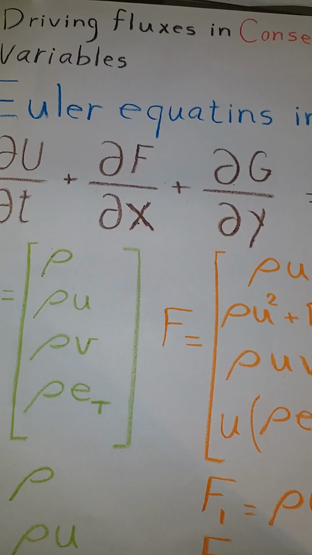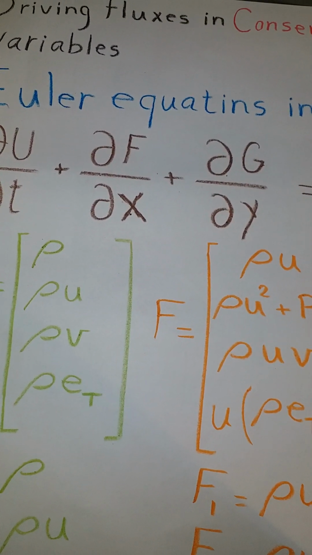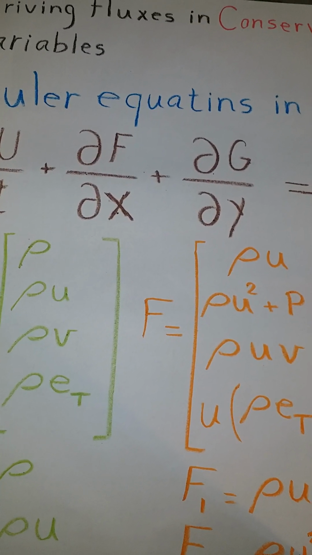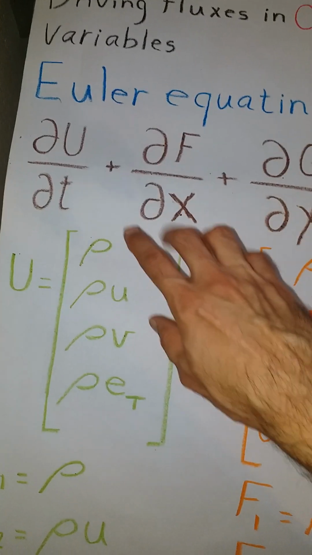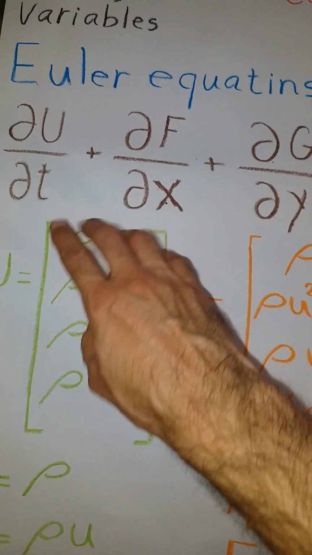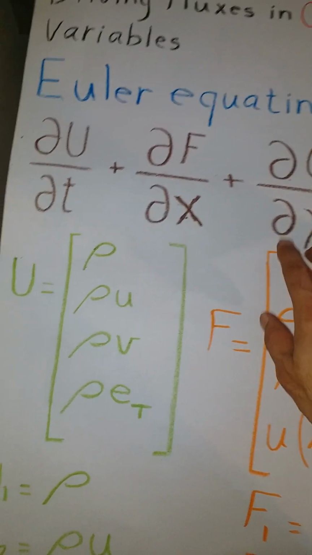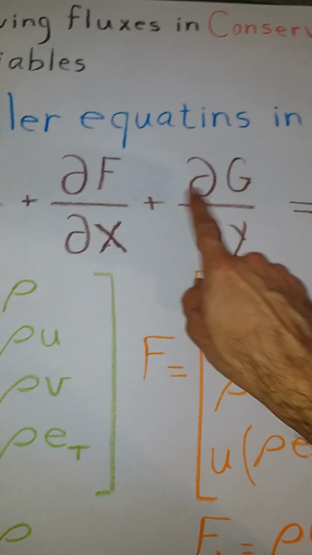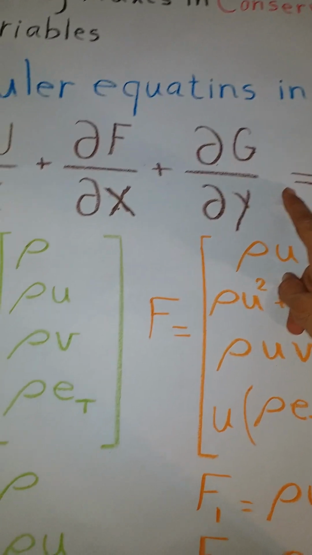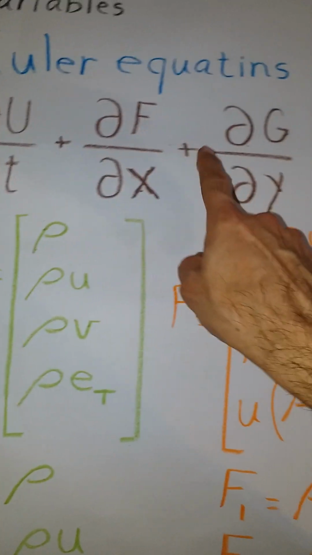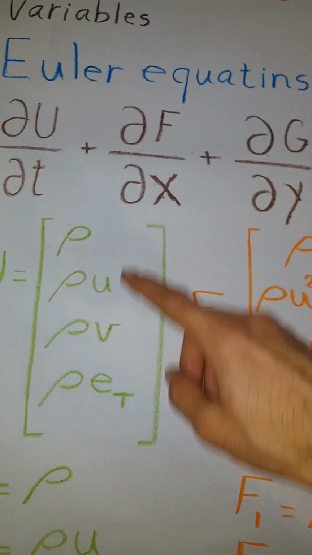Well, hi everybody. In this session, I'm going to derive fluxes in conservation form. Well, as you know, Euler equations in 2D are in this form. U is the conserved variables, F and G are the fluxes, as stated here. Any of these have four elements.